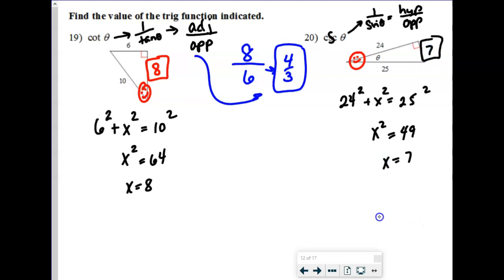But that's not the answer. That was just the leg I needed. So the ratio for cosecant is supposed to be hypotenuse over opposite. So here's the hypotenuse, and then you just found the opposite. So the ratio would be 25 over 7.